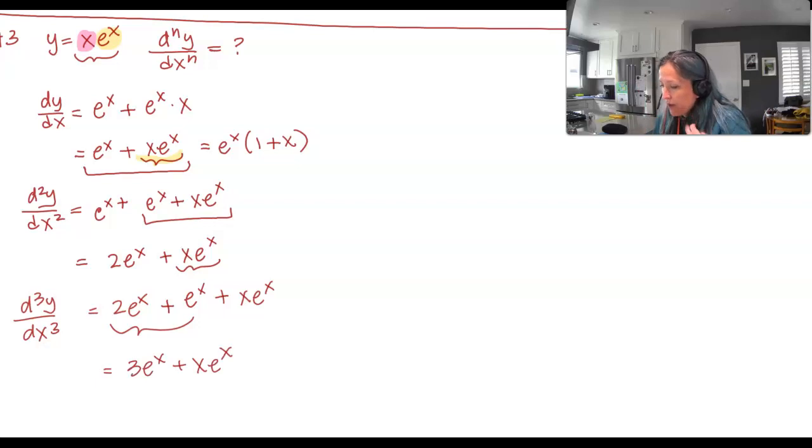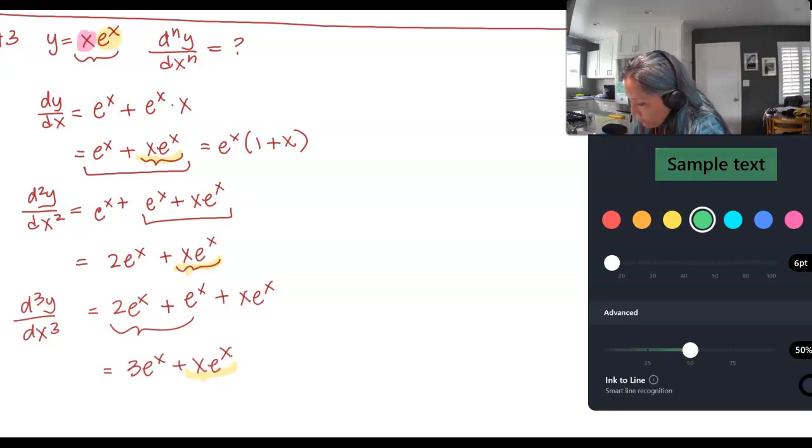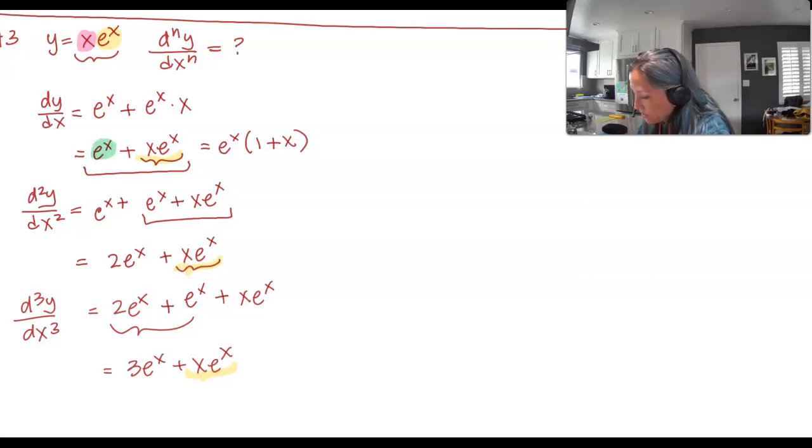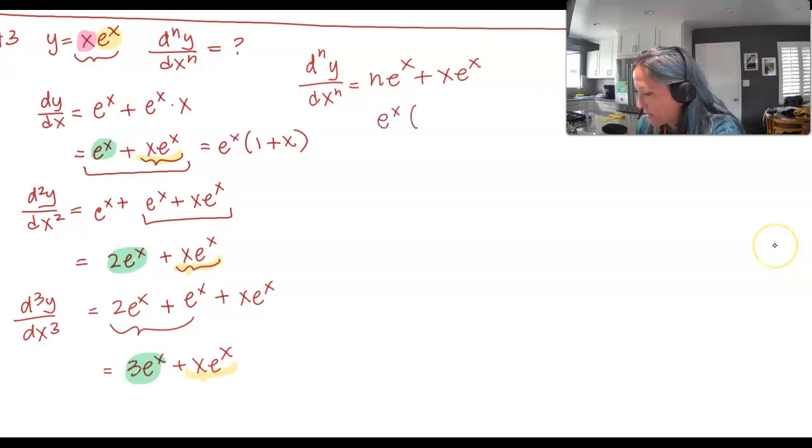And we're hopefully seeing a pattern here, right? Every single time I'm going to end up with this x e to the x. And I'm also noticing that on my first derivative, I had a single e to the x. On my second derivative, I had 2 e to the x's. And on my third derivative, I had 3 e to the x's. So maybe I'm feeling comfortable enough now to say, I think I can write down my nth derivative. I'm pretty confident it's going to be n e to the x plus this x e to the x kicker, right? And if you wanted to write that as the factored form, you'd have something like that.